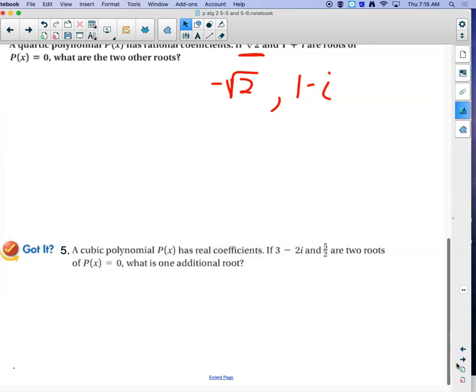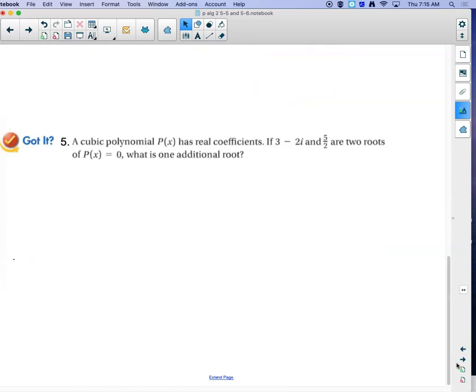Down here with number 5, it says a cubic polynomial p of x has real coefficients. If 3 minus 2i and 5 halves are two roots of p of x equals 0, what is one additional root? This is showing us that we don't have anything additional to do with that 5 halves. 5 halves is a rational number, 2.5 is a nice decimal, and so that one is done. It comes by itself. It's alone. But 3 minus 2i is a complex number that has a conjugate, so that will be the other zero.